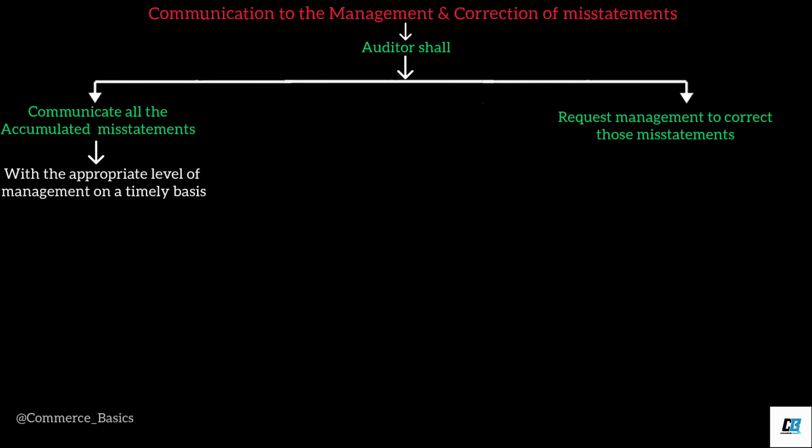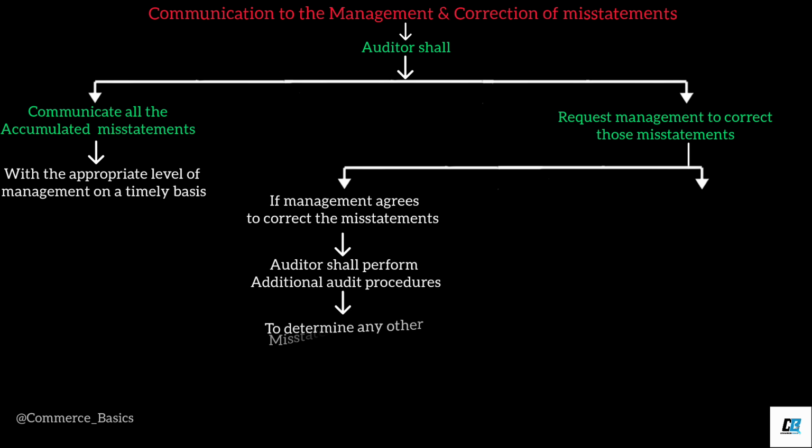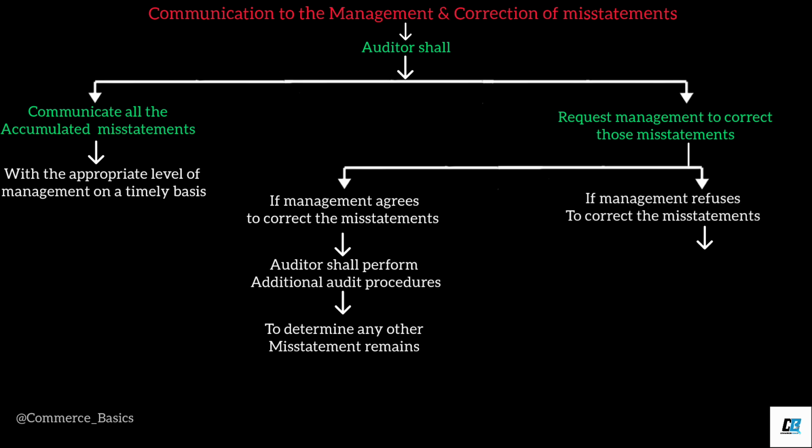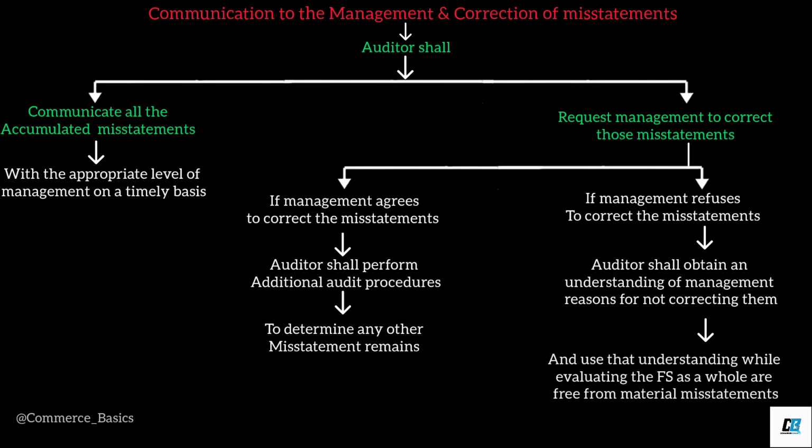Here there may be two scenarios. The first scenario is that management agrees to the correction. In that scenario, the auditor has to perform additional audit procedures, because even after correction there may be some other misstatements which remain, so he wants to check that and will do some other audit procedures. And in the second scenario, if management refuses to correct the misstatements, the auditor has no other option; he has to understand the reasons behind the management's refusal. After understanding that, he has to apply that understanding to the FS to check whether the uncorrected misstatements are material or not on the FS.